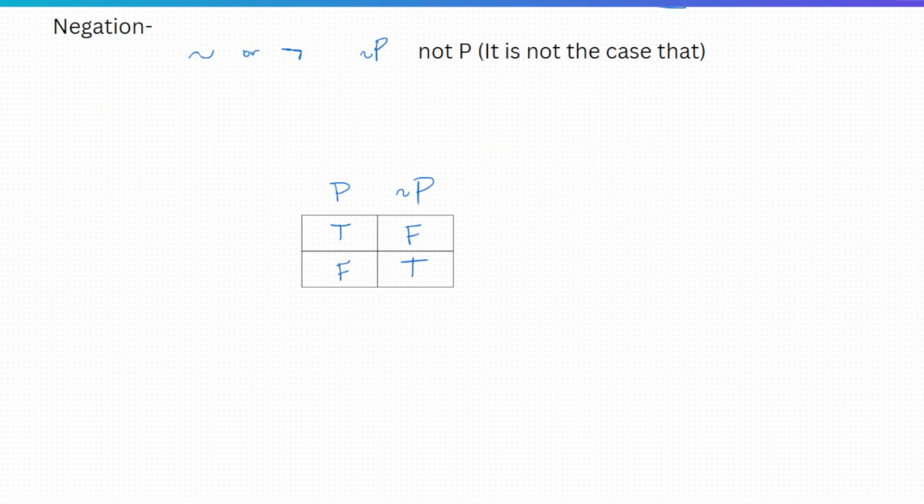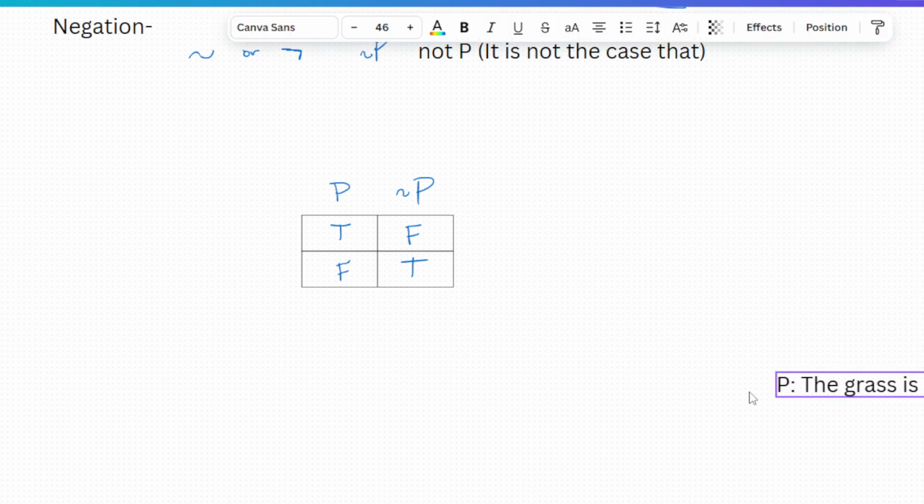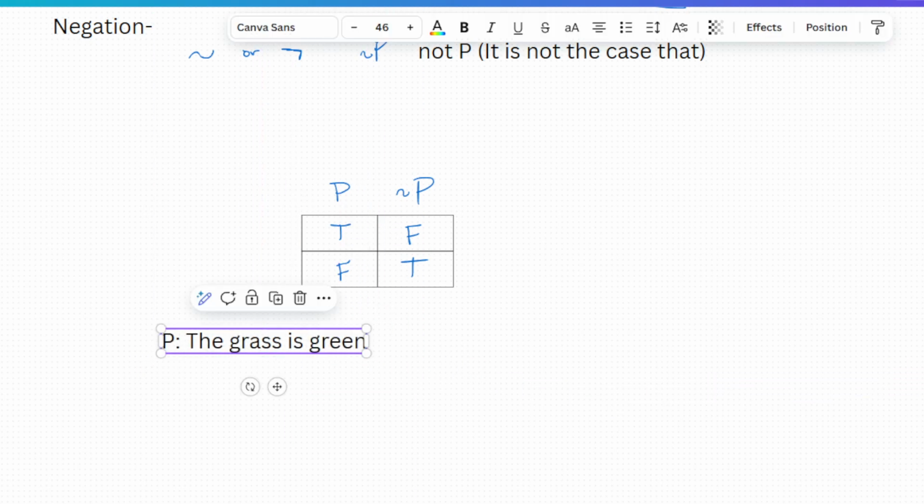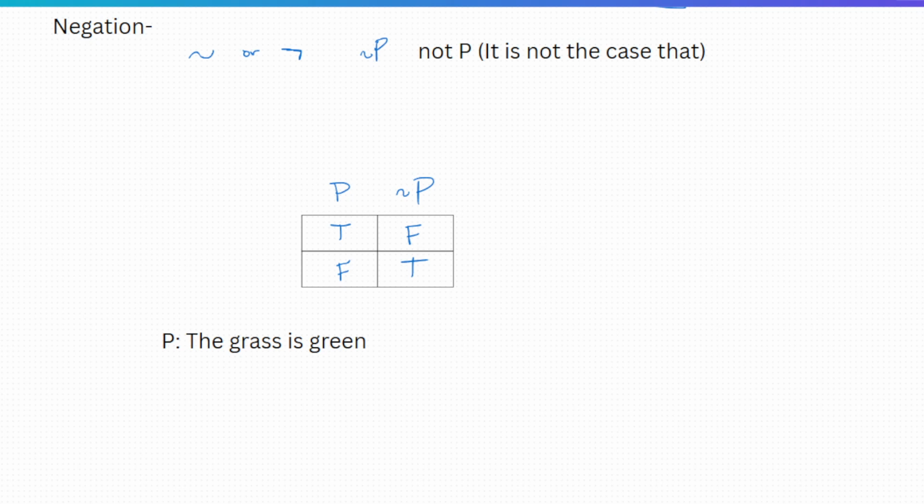Looking at a proposition here, if we have the grass is green, our negation proposition is going to be the grass is not green. So pretty straightforward. We just take whatever our proposition is and then take the opposite, as long as it is a proposition.